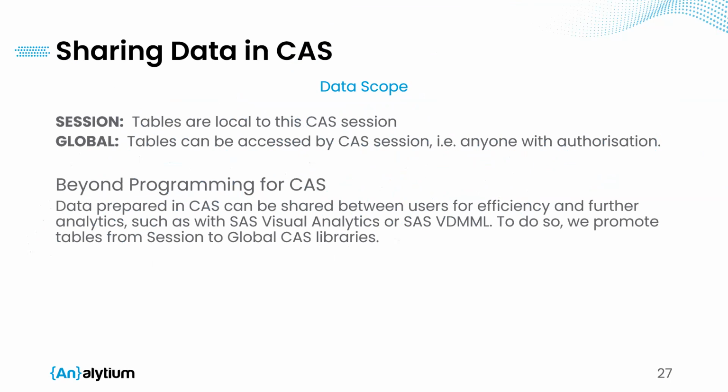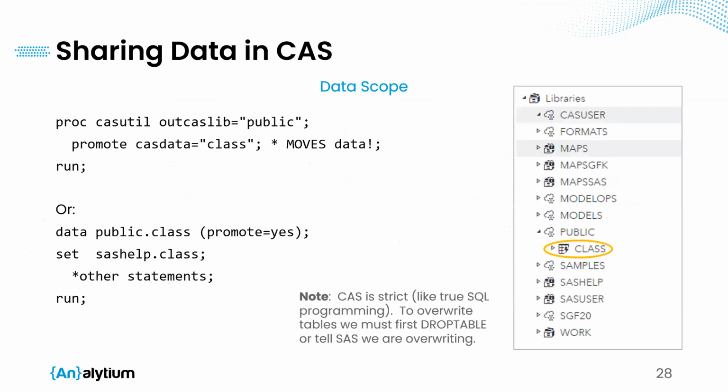And to promote it, it's fairly straightforward. You'll just use a proc CAS util statement to promote your CAS table, or you can do it via the data step with the promote equals yes option. One thing to be aware of, CAS is strict, so to overwrite tables, you must either drop the table or use a replace to force it to overwrite. But you have to do that explicitly.